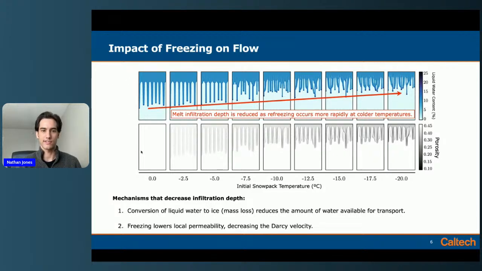I should mention all of these screenshots are taken at the same time. So for the same elapsed time with colder temperatures, we'll see an overall average slowness of the infiltration front. And this is primarily due to two factors. The first is simply that when we convert water to ice, there's a mass loss of water, so the amount of water for transport will be reduced. And the second is that because we're freezing and decreasing the porosity, the effective Darcy velocity in these regions will be slower. So the overall infiltration rate will just be slower.